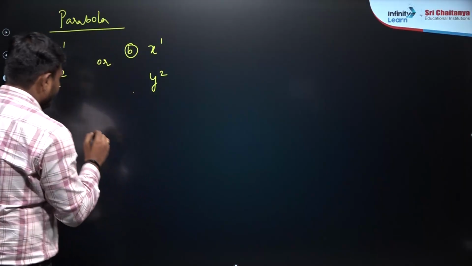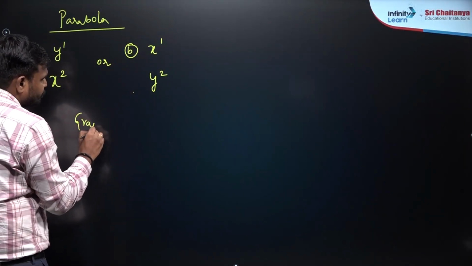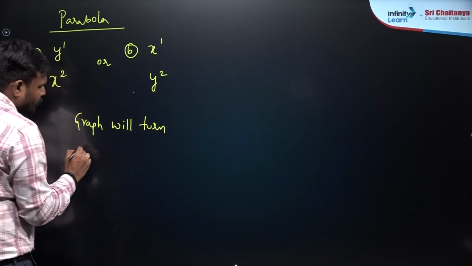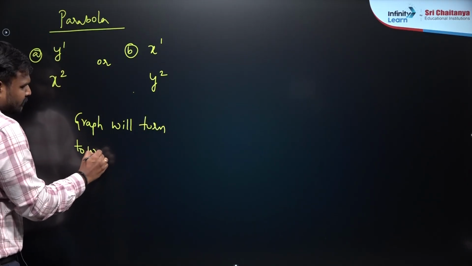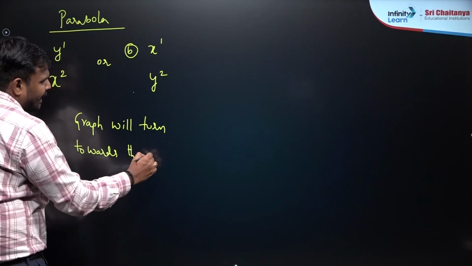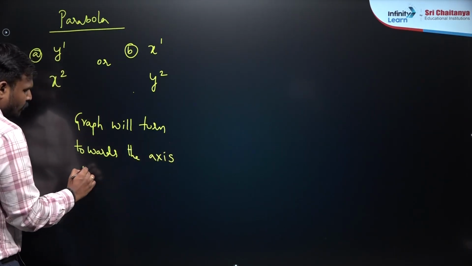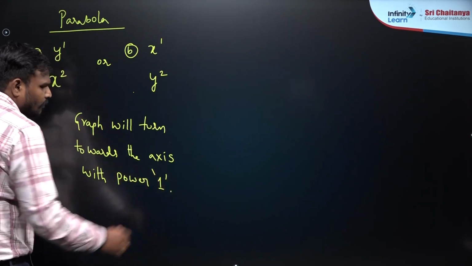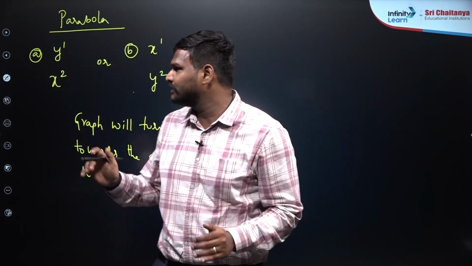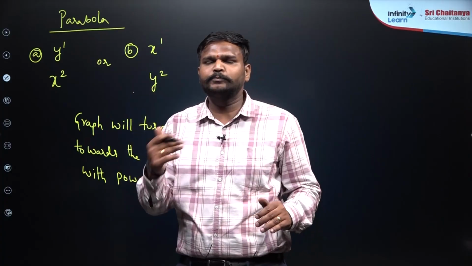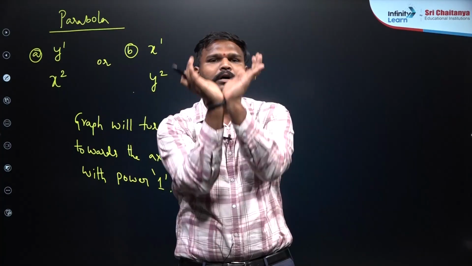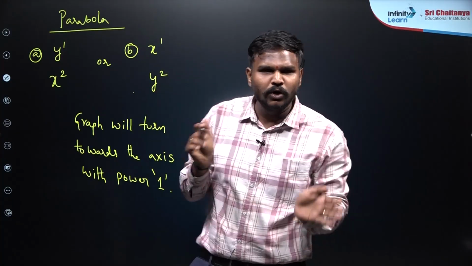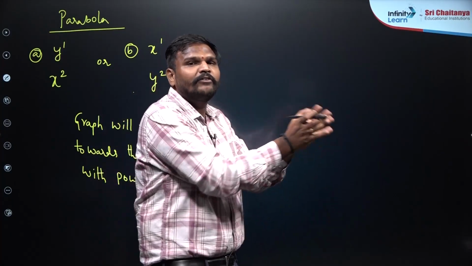Okay, and the graph will turn towards the axis with power 1. Whose power would be 1? Like for example, if y power is 1 and x power is 2, the graph will turn towards positive y. And if x power is 1 and y power is 2, the graph will turn towards positive x.